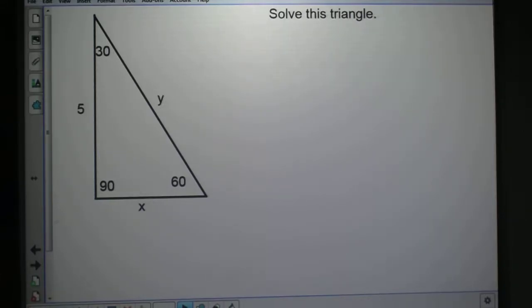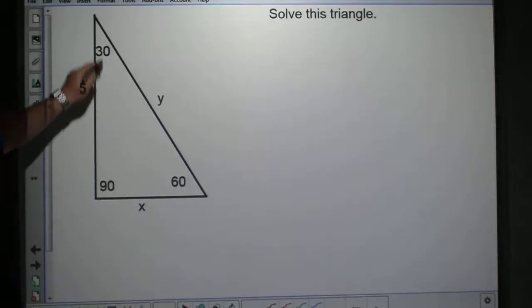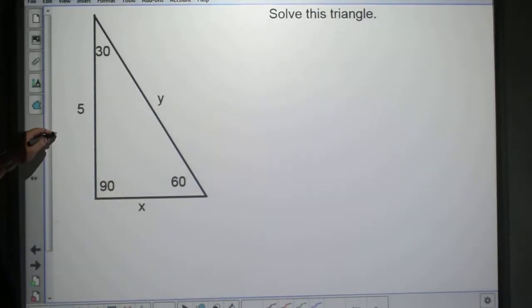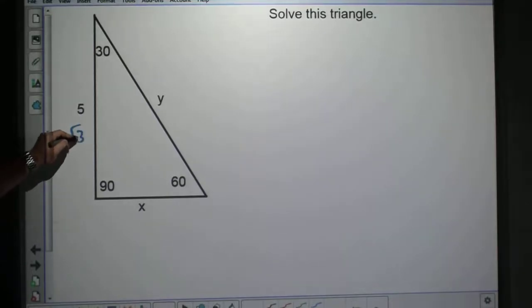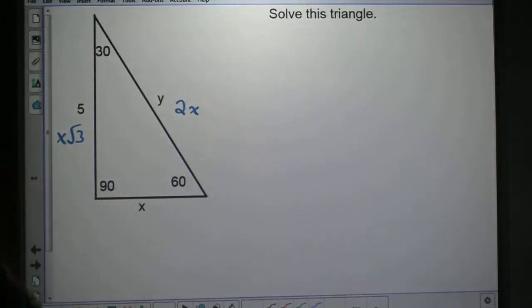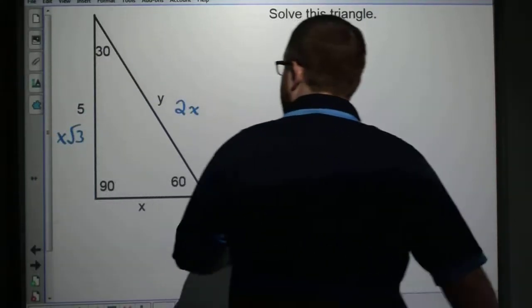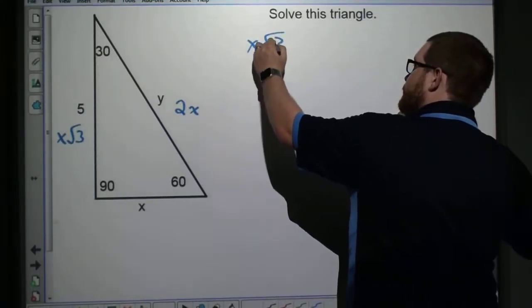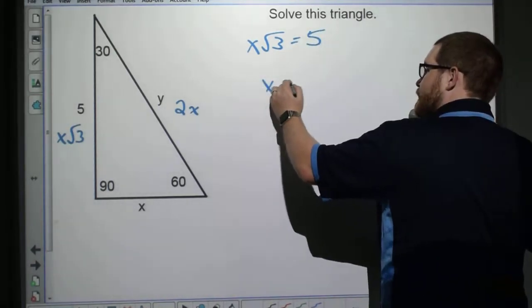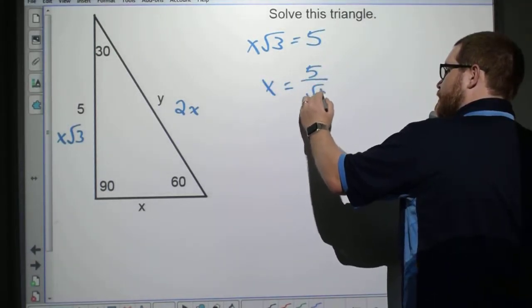Solve this triangle. I need to find both x and y. Well, the side across from 30 is already x. I don't need to call it x. The side across from 60 is supposed to be x square root of 3, and this side is supposed to be 2x. Let's use this side to figure out what x is. I know that x square root of 3 is equal to 5. That means x equals 5 over the square root of 3.